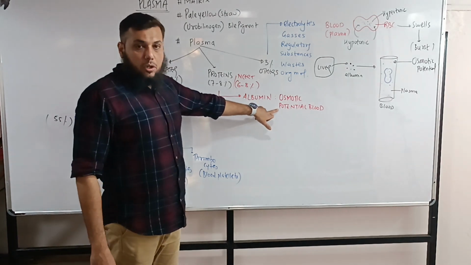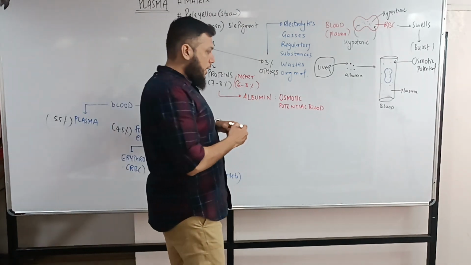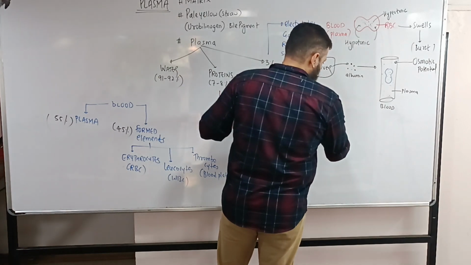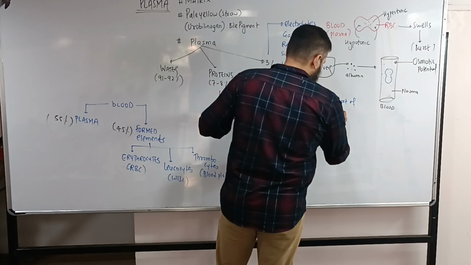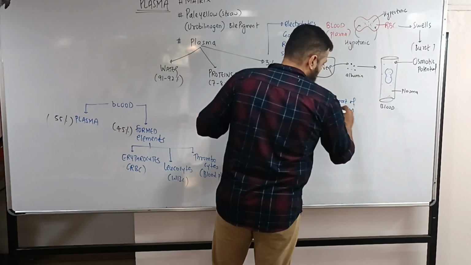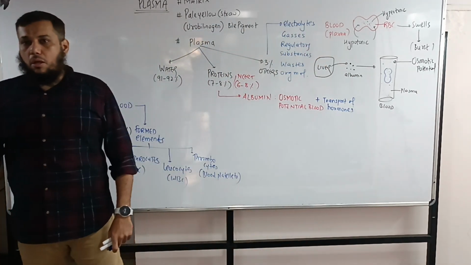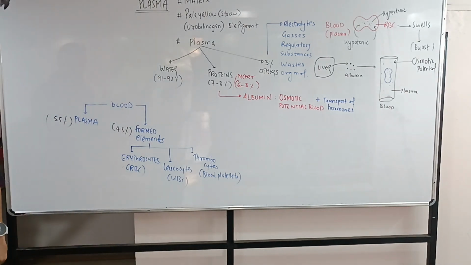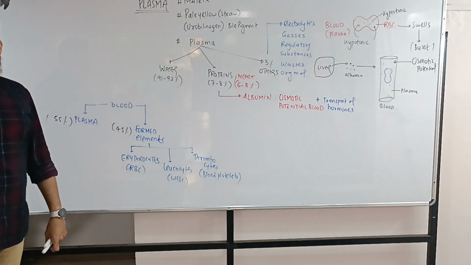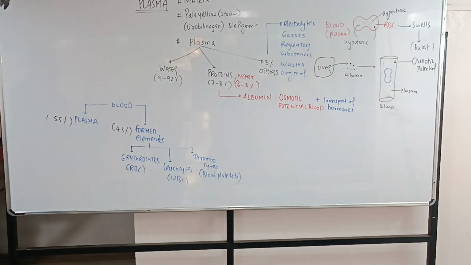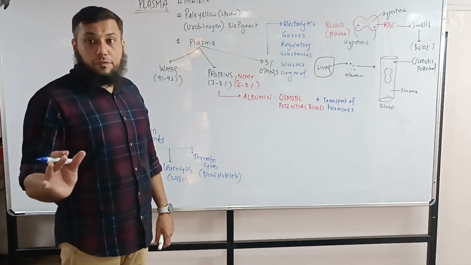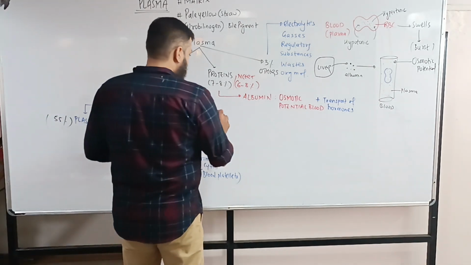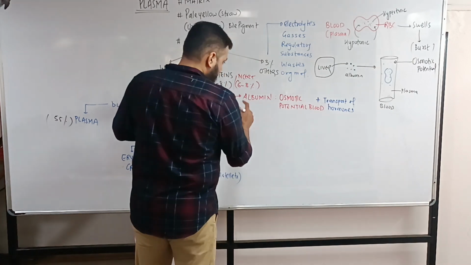To maintain the osmotic potential of the blood, as well as it also helps in transport of hormones. What is the second function it helps in? Transport of hormones. And how much percent I said? It is about 54%. This is serum albumin.